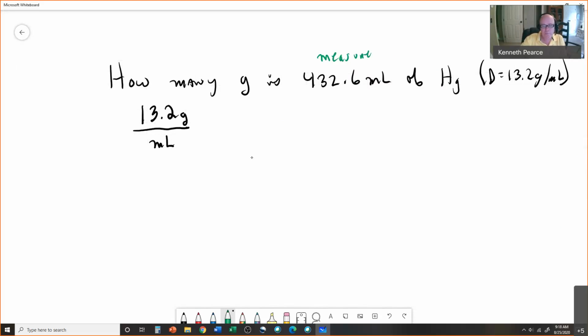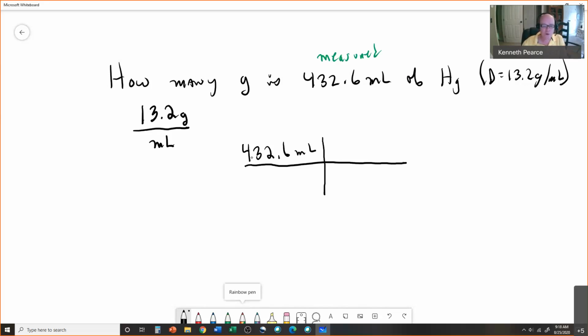It's right here. And we treat our density as a conversion. And we're just going to go ahead and draw a line. Here we go. Draw another line. And, of course, we always start with our measured number. And that's the only thing you start with.